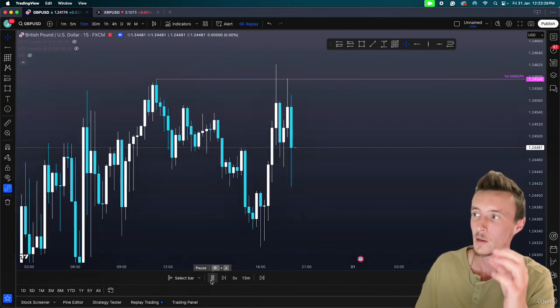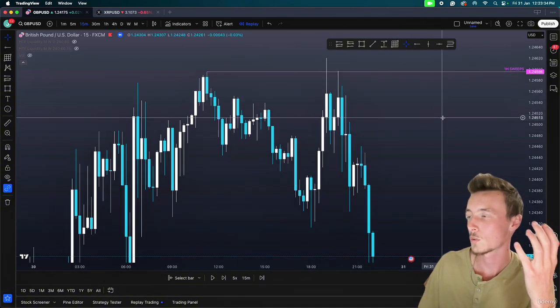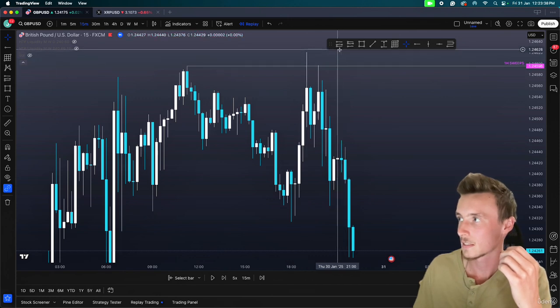And if we press play, we can see that we do get that run down. So let's say, for instance, we were looking to take a sell. We would mark out this hourly liquidity. We would hit this liquidity point.